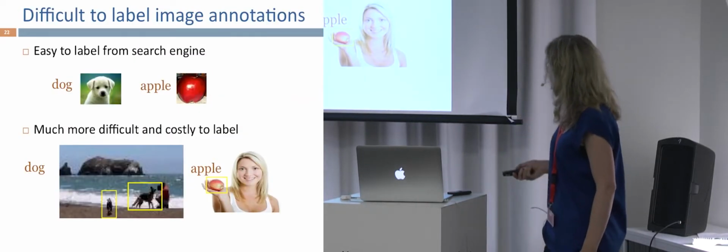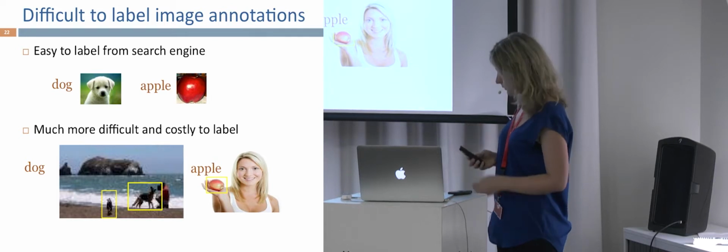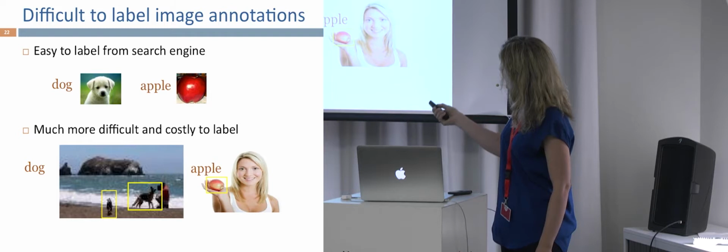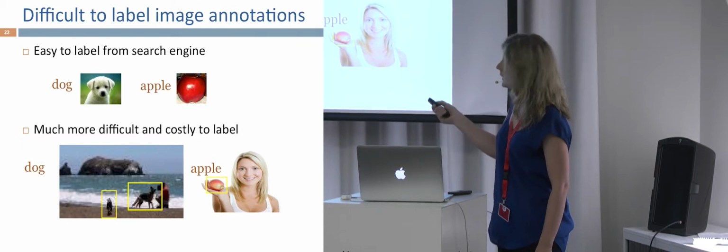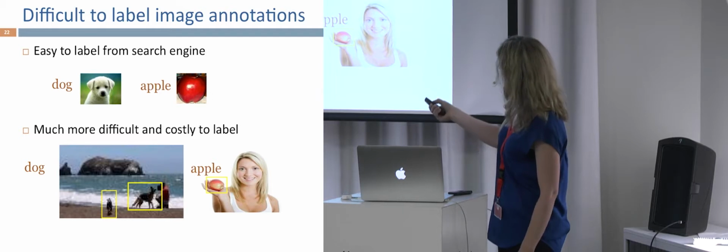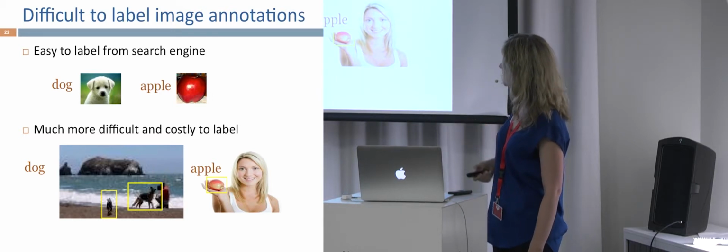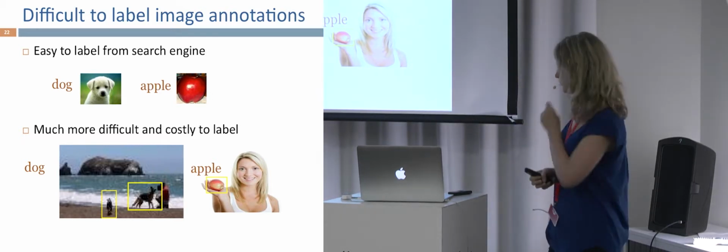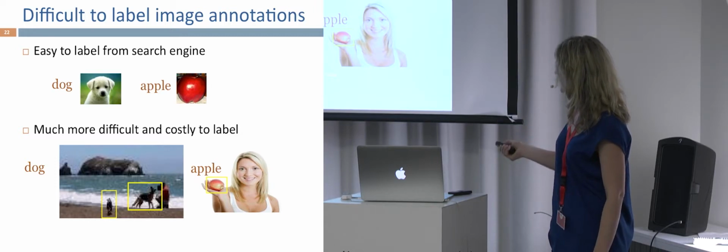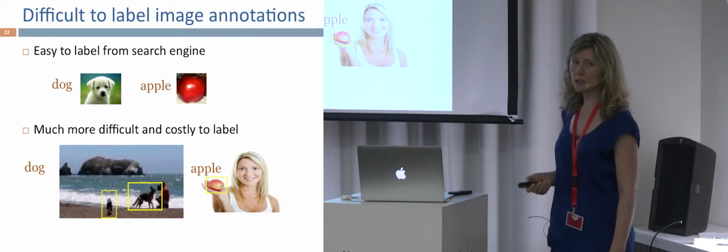Just to summarize, it's relatively easy to collect data with these kinds of labels. If we type dog into the search engine, we see an image like this, and we say, okay, this is a dog. This image just has the dog, even though it's not the entire dog, but it's close to being good enough. And the same for this apple here. Whereas these kinds of images are much more difficult and costly to label.